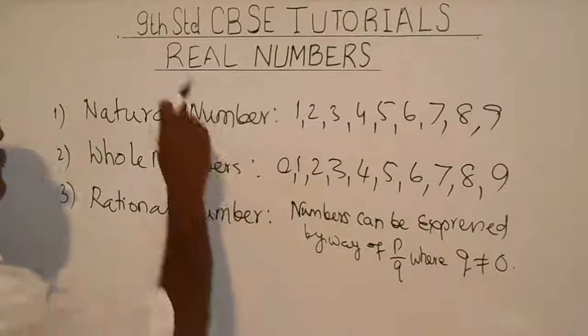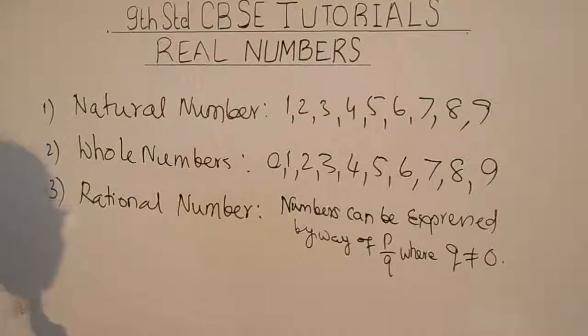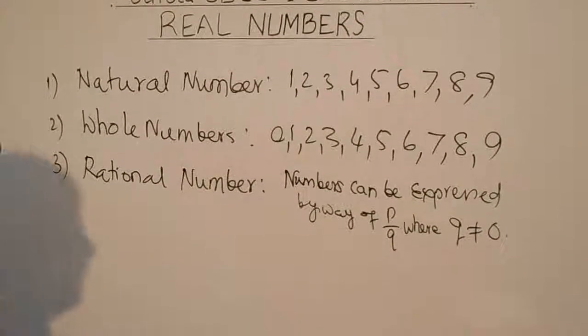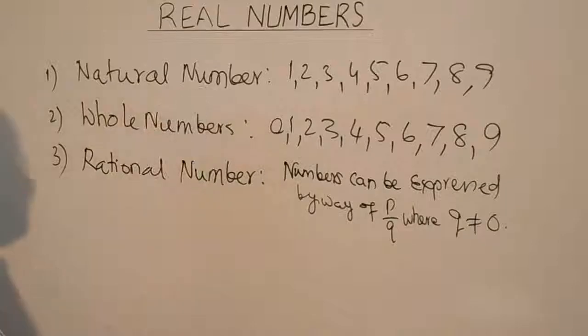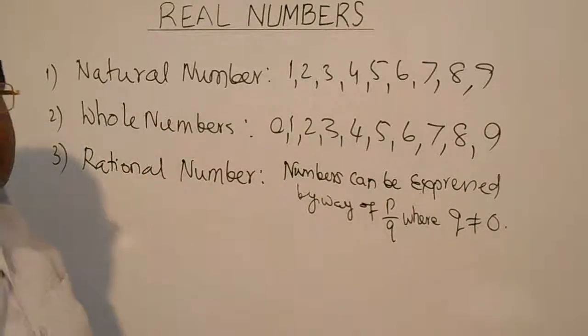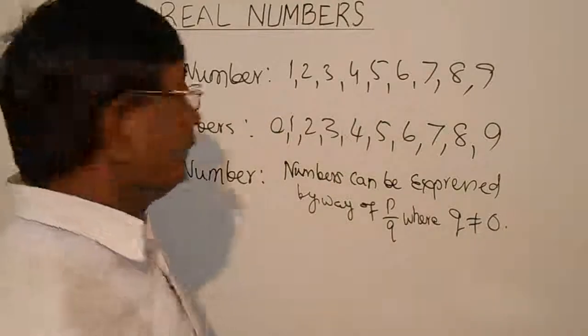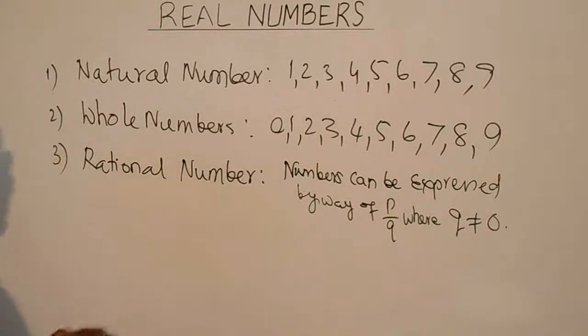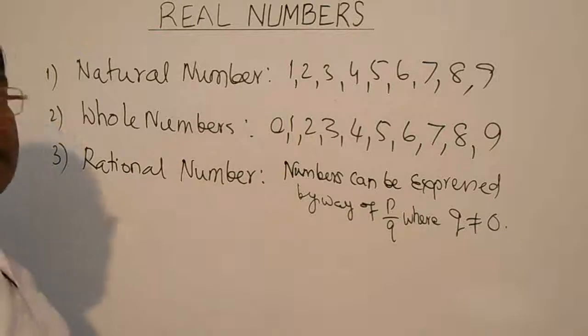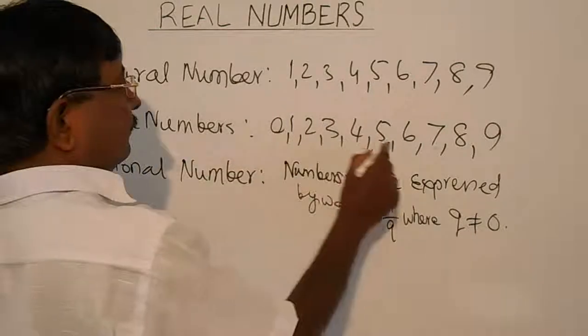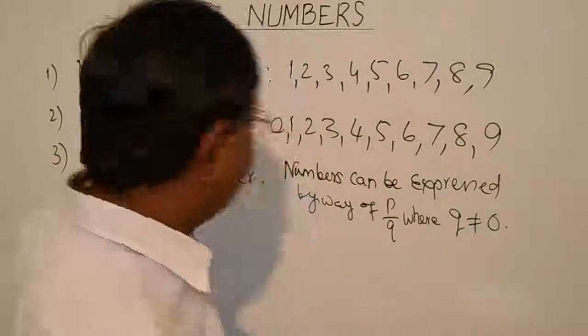Now today we will look into the natural numbers. In previous lessons we have already seen the natural numbers. What are the natural numbers? Natural numbers are inclusive of 1, 2, 3, 4, 5, 6, 7, 8, 9. And one more, that is the whole numbers. What do whole numbers mean? Whole numbers are also the natural numbers, but they are inclusive of 0: 0, 1, 2, 3, 4, 5, 6, 7, 8, 9.